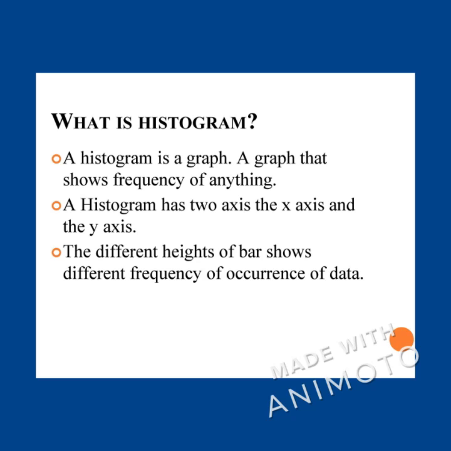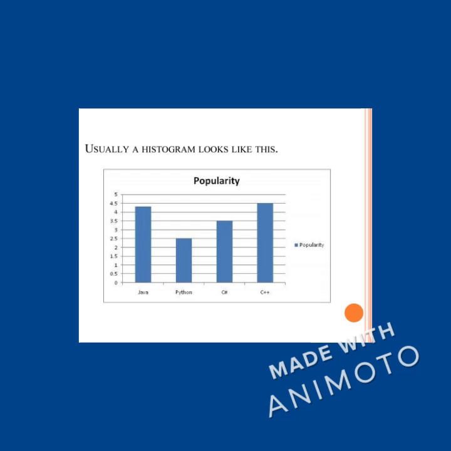A histogram has two axes, the x-axis and the y-axis. The x-axis contains the event whose frequency you have to count. The y-axis contains frequencies. The different heights of the bars show different frequencies of occurrence of data. Here is the diagram for a histogram.